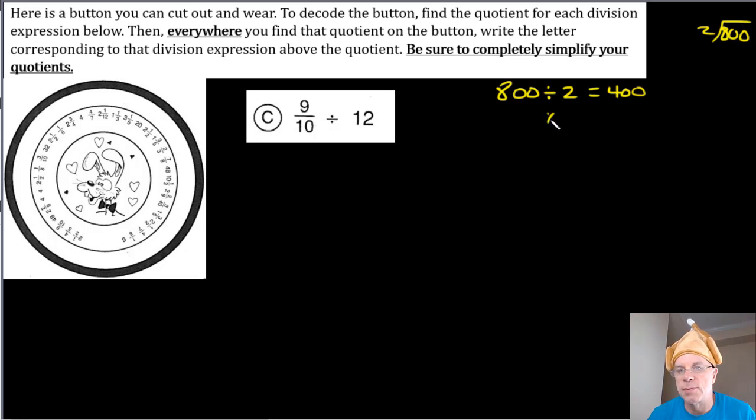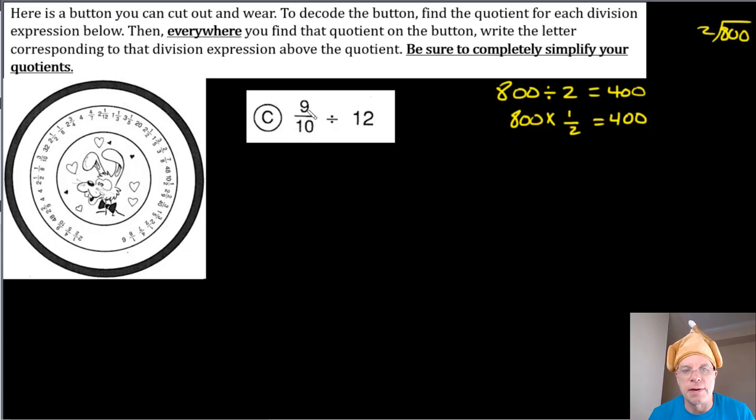So dividing is the same as multiplying by the reciprocal. And the reciprocal of 2, 2 over 1, is 1 over 2. And so if you take half of 800, you get 400. And that just demonstrates that dividing is the same as multiplying by the reciprocal.